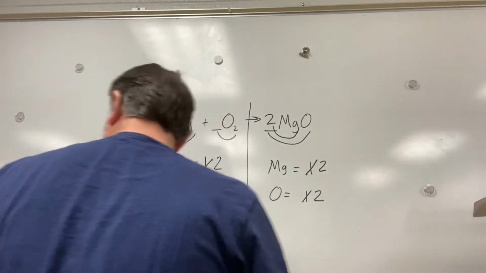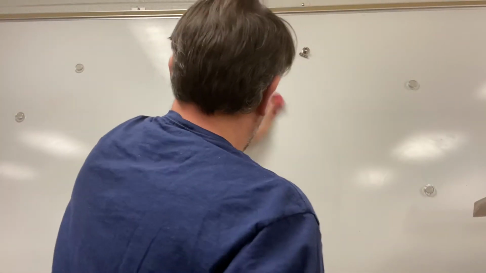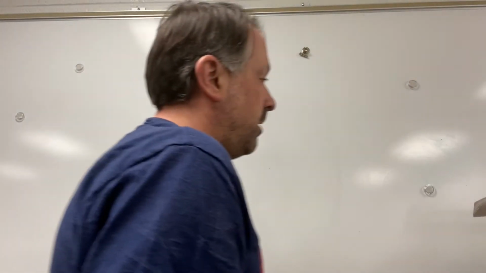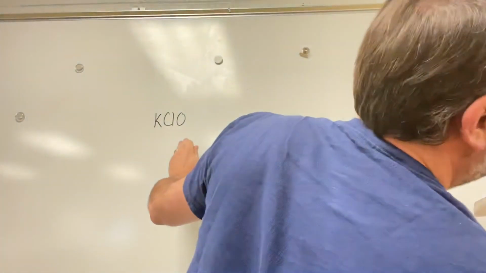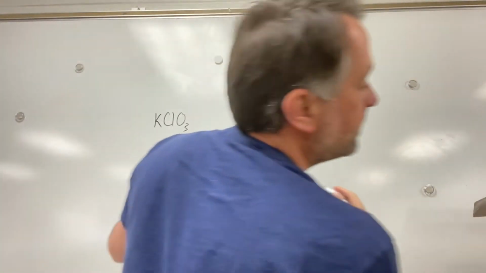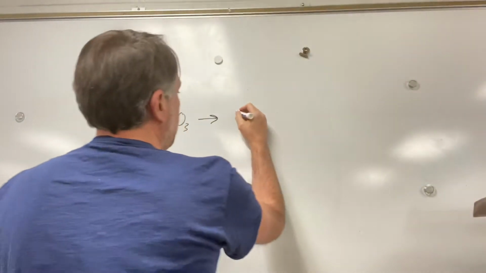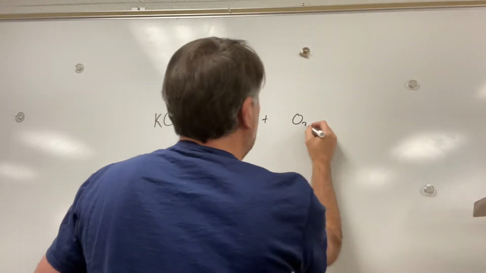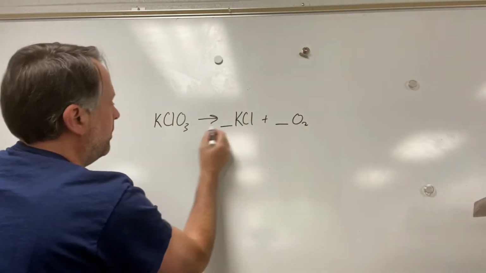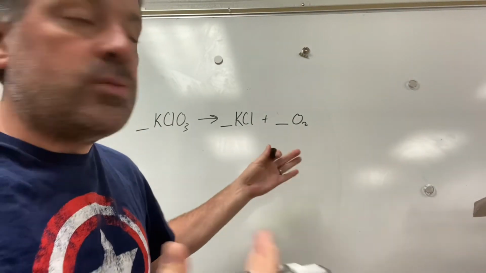I'll go ahead and do one more just to show another model. So I'm going to go with, let's go with KClO3, and that's going to be decomposing into KCl plus O2. Notice I've left space so that I can put in my coefficients, because that's the only thing I'm changing. I'm not changing any of these subscripts because that would change what it is.